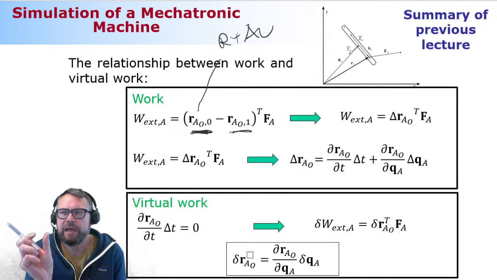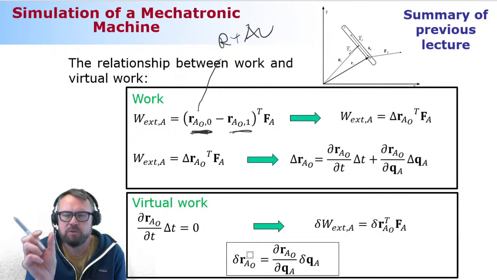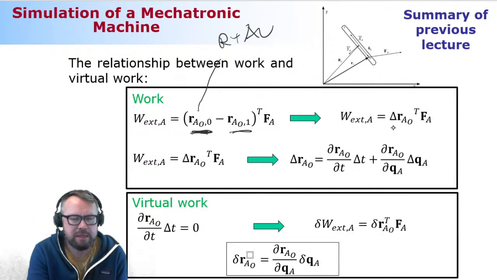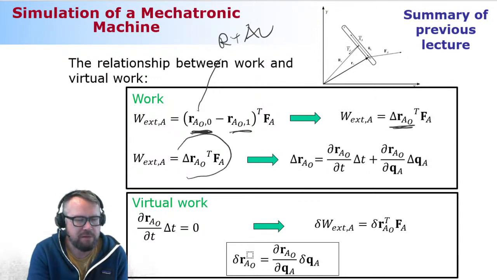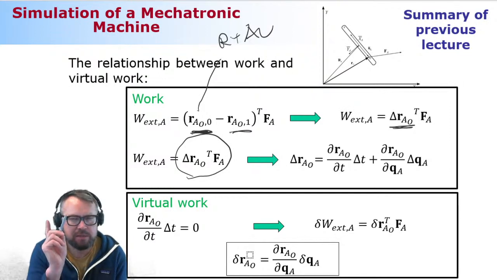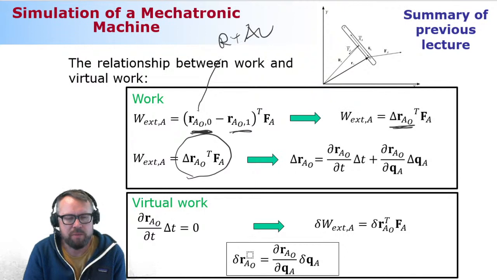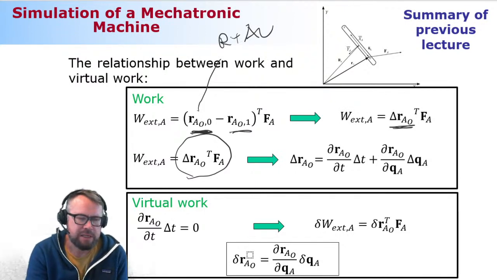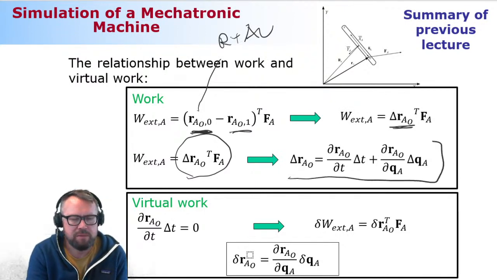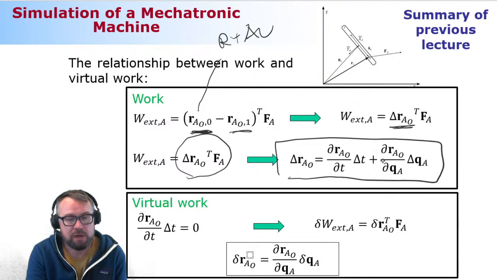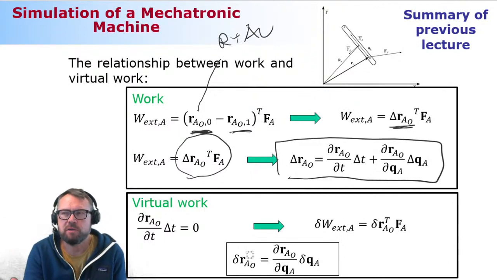Now this change from beginning to end, we can call a delta, as it is shown here. And now this is how you can express the work. So it's delta R multiplied by force. Delta R, using your mathematical skills, can be expressed as shown here. This is coming from the chain rule of differentiation. So it's partial R partial T multiplied by delta T plus partial R partial Q multiplied by delta Q. Okay, so that's the real work.